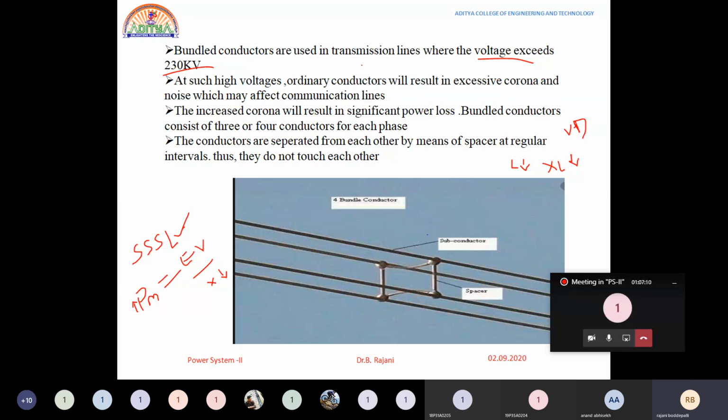Okay, so up to now you are aware that transmission efficiency has been increased by using this. Steady state stability limit has been increased, and the reactance has been decreased. If it decreases, the power factor will also increase, and thereby the efficiency of the transmission line would be increased. That is why we go for bundle conductors. These are all the advantages of it.